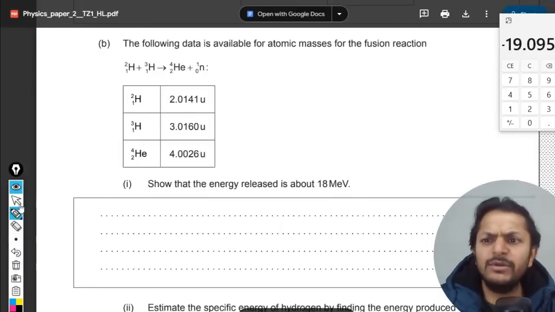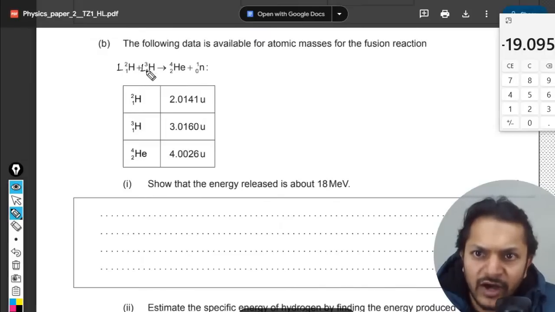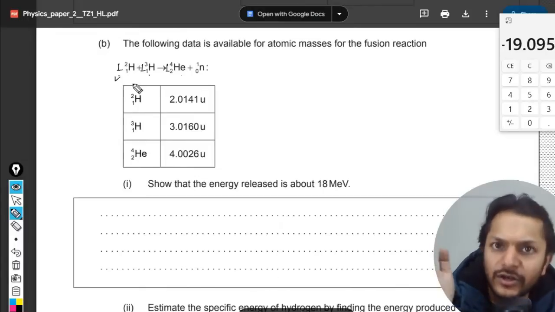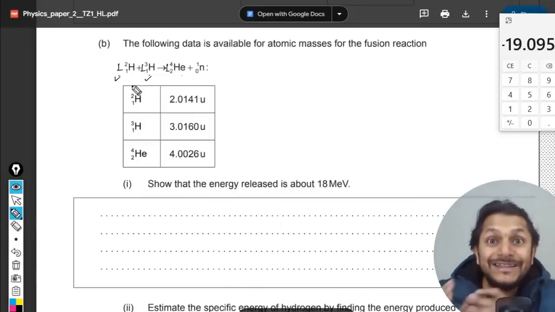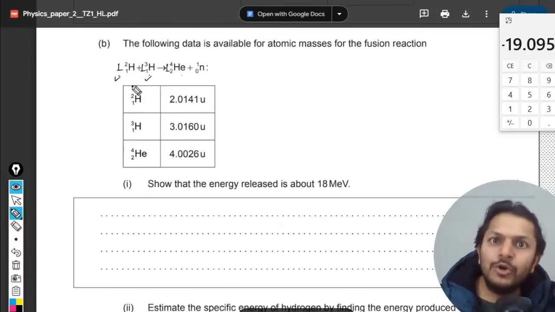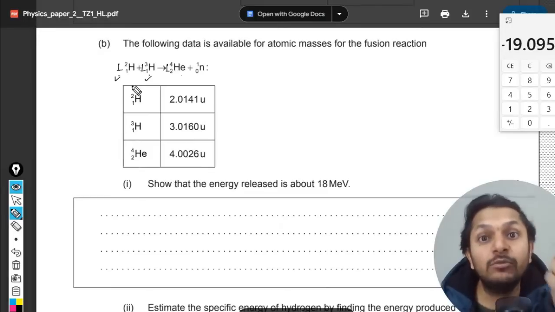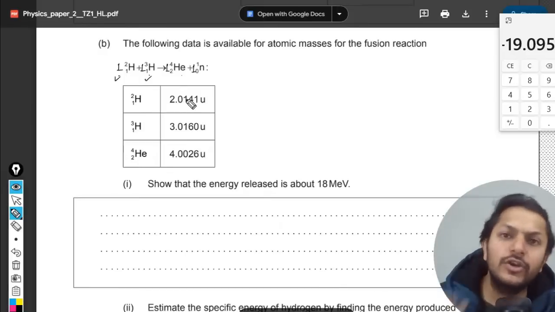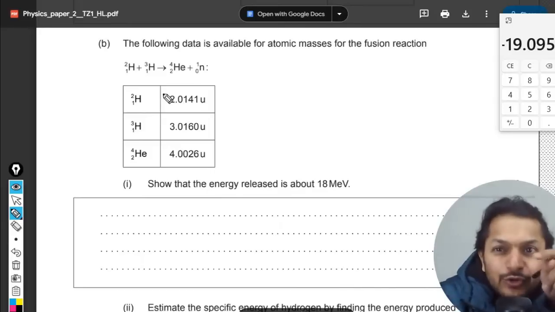But the same reaction can be understood in terms of moles also. So it's like one here, and one here. So they are all 1 mole. So 1 mole of deuterium reacting with 1 mole of tritium. So initially there are 2 moles of the quantity. 1 mole is deuterium, 1 mole is tritium. They are reacting with each other and they produce 1 mole of helium and they produce 1 mole of neutron.